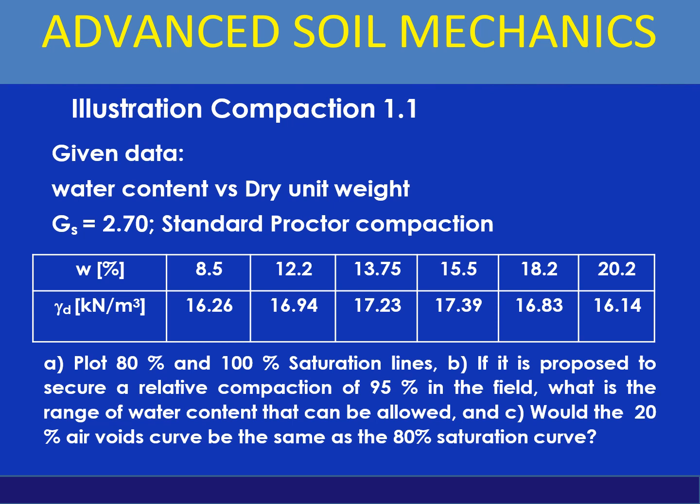Okay, here you would find one problem. Given that a water content versus dry unit weight curve is to be drawn, GS is given, standard Proctor compaction, moisture contents and corresponding gamma D values are given. Plot 80% and 100% saturation lines. B part, if it is proposed to secure a relative compaction of 95% in the field, what is the range of water content that can be allowed? And part C, would the 20% air voids curve be the same as the 80% saturation curve? You would find the solution on the next slide.